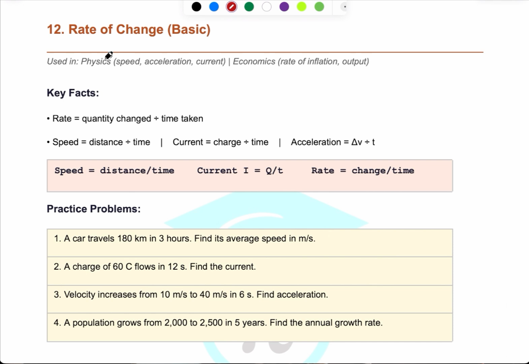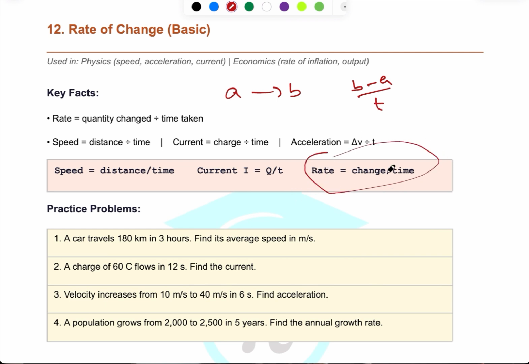What is change? Change is simply the increase or decrease in the value of something. So if you have a value A and you move to value B, the change is going to be B minus A. Depending on whether B is more than A, that will be an increase. If B is less than A, that will be a decrease. But this change, we can measure it with respect to something. Mostly, we measure it with respect to time.